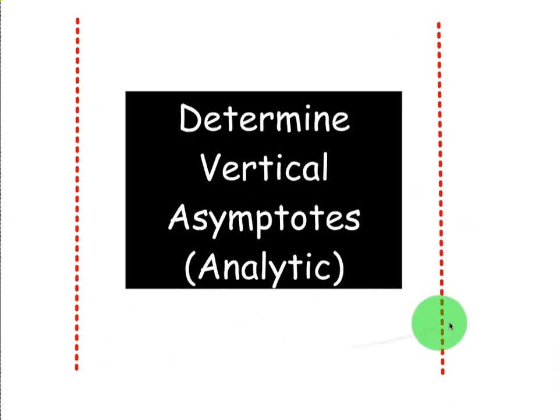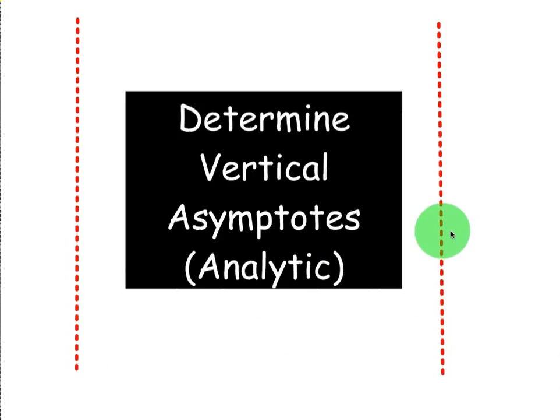So it's like the shorter version of finding the hole. Yes, and it doesn't have a y value. Yeah, so an asymptote doesn't have a y value, so you don't have to do the factoring, you don't have to do the canceling, you don't have to plug it back in.